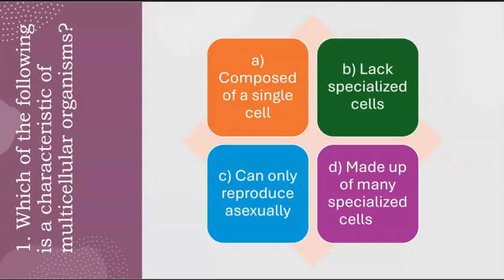Number 1, which of the following is a characteristic of multicellular organisms? A. Composed of a single cell. B. Lacks specialized cells. C. Can only reproduce asexually. D. Made up of many specialized cells.